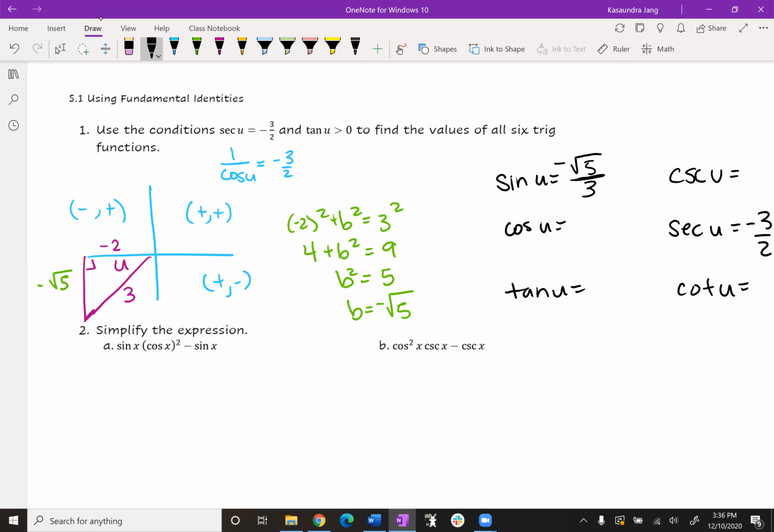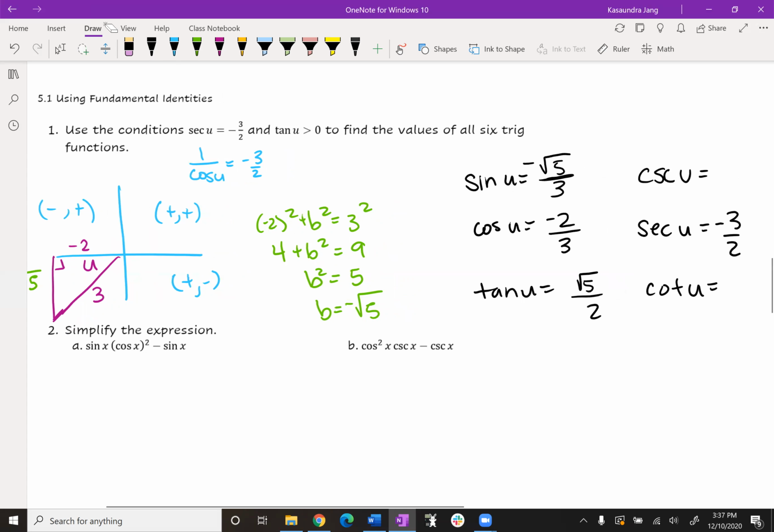Cosine is adjacent over hypotenuse, so the -2 over 3, and tangent is opposite over adjacent, negative root 5 over negative 2. This one, I do have a negative over negative, so I'm going to turn this into a positive root 5 over 2. All right. And now I can do all of their reciprocals.